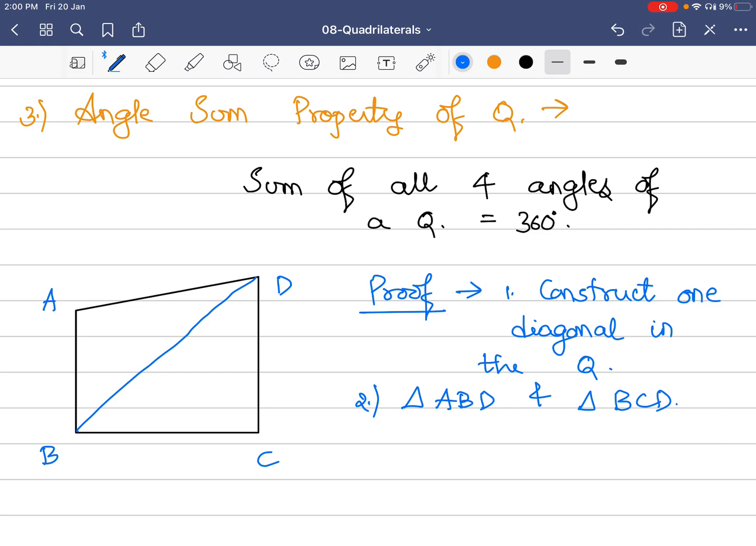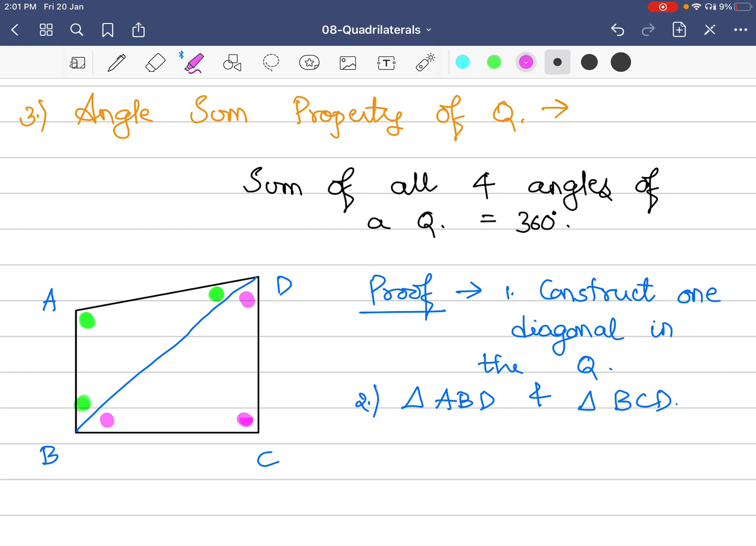Now we know that the sum of all angles of a triangle is equal to 180 degrees. So I'm going to use a highlighter now. So this angle plus this angle plus this angle is equal to 180 degrees. So, okay, let me repeat. So the green ones, these three green dots, their summation is going to be 180 degrees because it's a triangle.